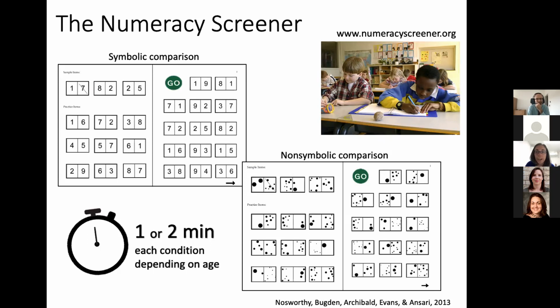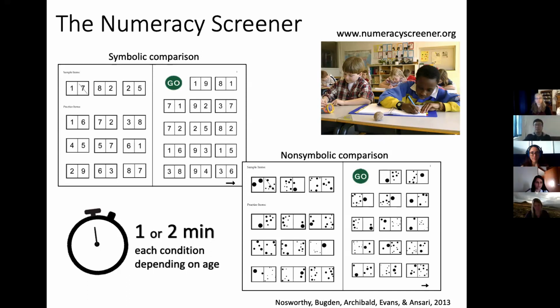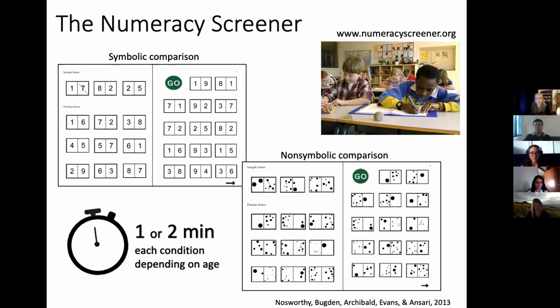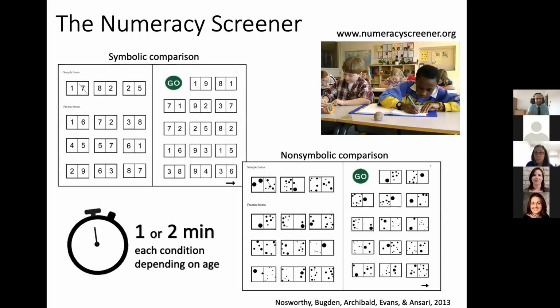Children are asked to cross out either the numerically larger number or the larger dot array as quickly and accurately as they can. Children are given either 1 or 2 minutes, depending on their age, to complete each of the conditions of the assessment. And it can be administered individually or in group settings. So as a former teacher, it was Nadia's goal to develop an assessment tool that was easy to administer across different educational contexts, cultures, and that could be easily scored by teachers or researchers without using any sort of technology.